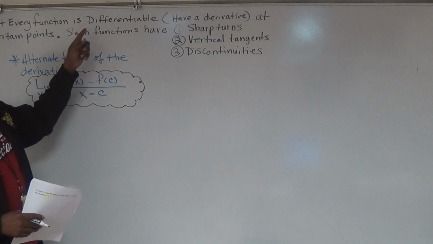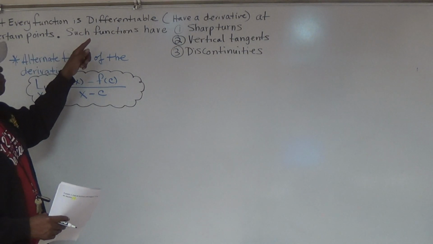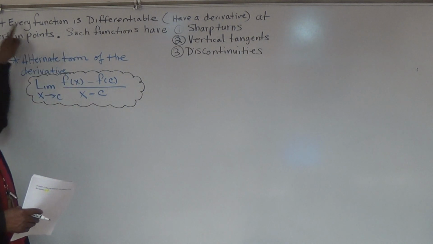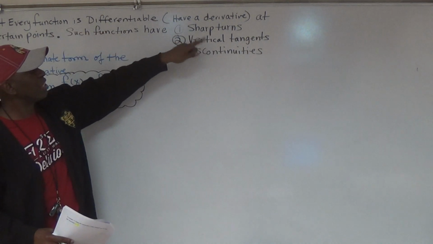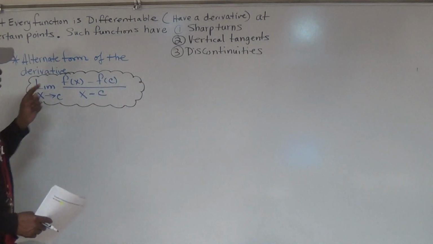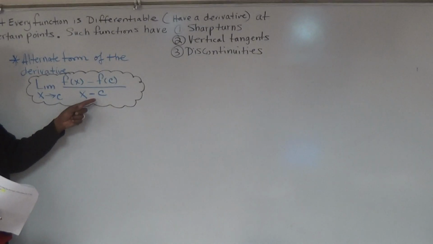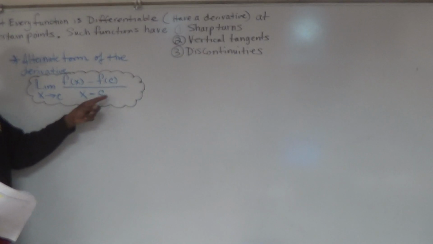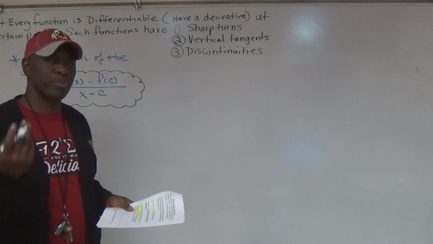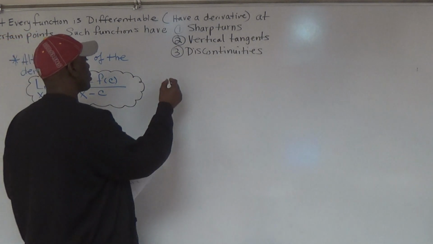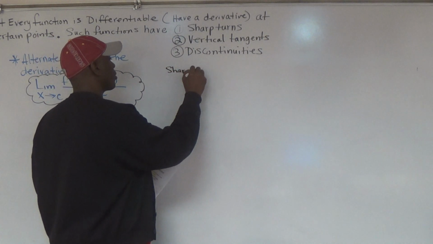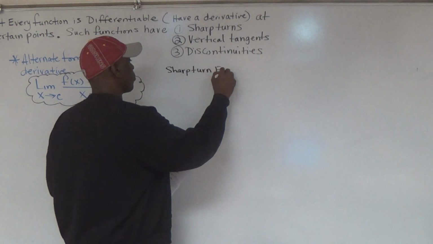Cases where the function is not differentiable, having these characteristics: sharp turns, vertical tangents, discontinuities. For these 3 cases, we're going to use the alternate form of finding a derivative. All right. So first, let's look at sharp turn. An example with a sharp turn. We're going to call this our sharp turn example.